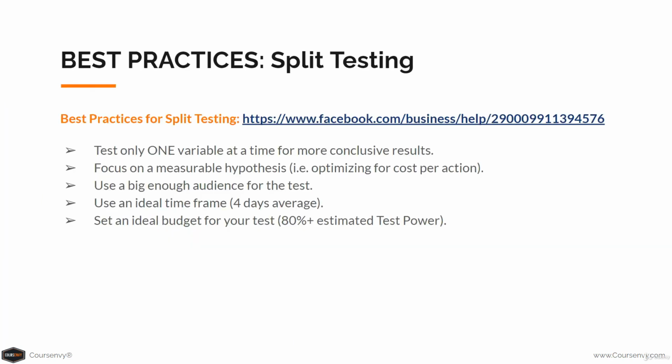For some best practices on split testing, go to this URL. These best practices include test only one variable at a time for more conclusive results. Focus on a measurable hypothesis, such as optimizing for cost per action. Use a big enough audience for the test. Use an ideal time frame, 4 days average. Set an ideal budget for your test at that 80% plus estimated test power.